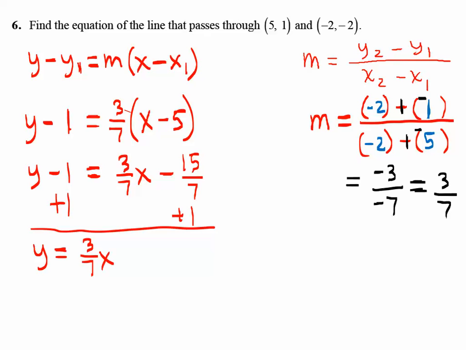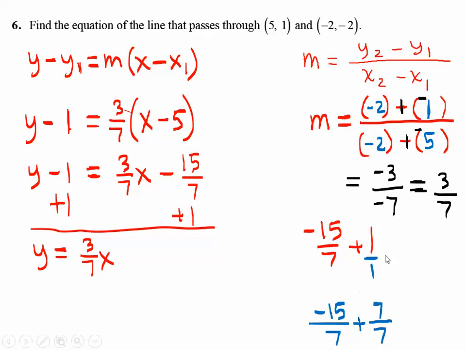Almost done except for the last part here. -15/7, add 1. You know, 1 is going to be 1 over 1, right? 1 you can change to whatever you like. In this case we want to change it to 7 over 7. So 1 changes into whatever number as long as the number on top and bottom are exactly the same. So when you add these up, you get -8 on the top, so that's okay. -8/7 as our final answer there.